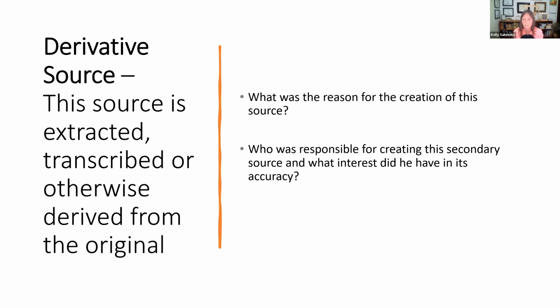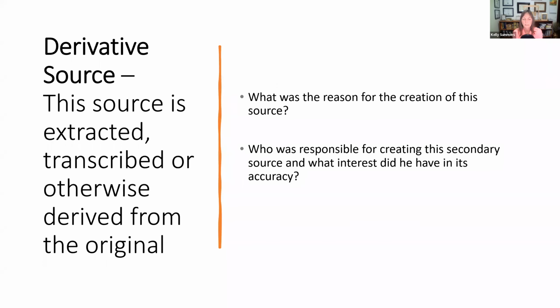Now, opposite of original, we have derivative. Derivative or compiled are considered the same. Now, this could be something that has been indexed, transcribed, extracted, or even compiled. Think of a genealogy book that has been compiled and put together. So these are all one step or more away from the original.